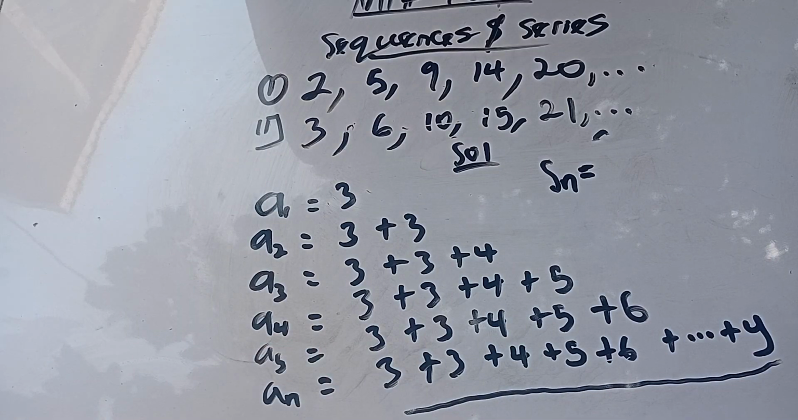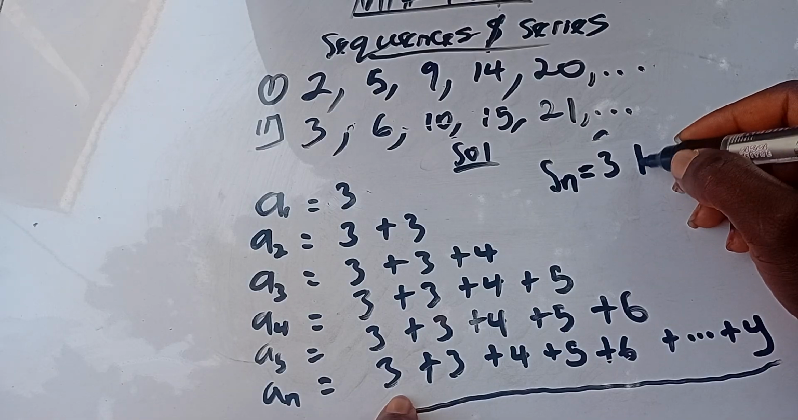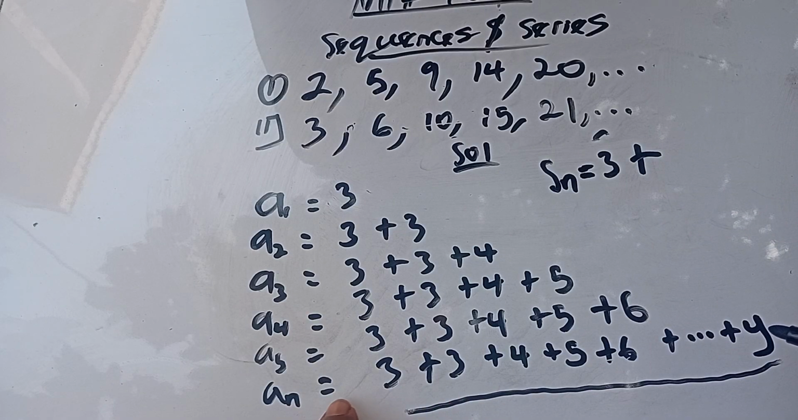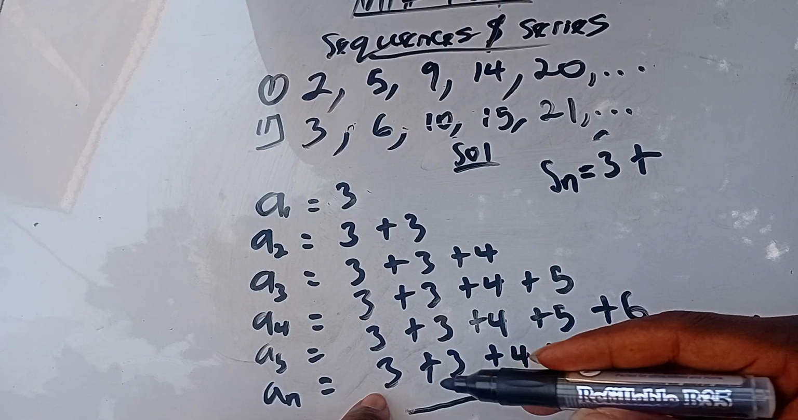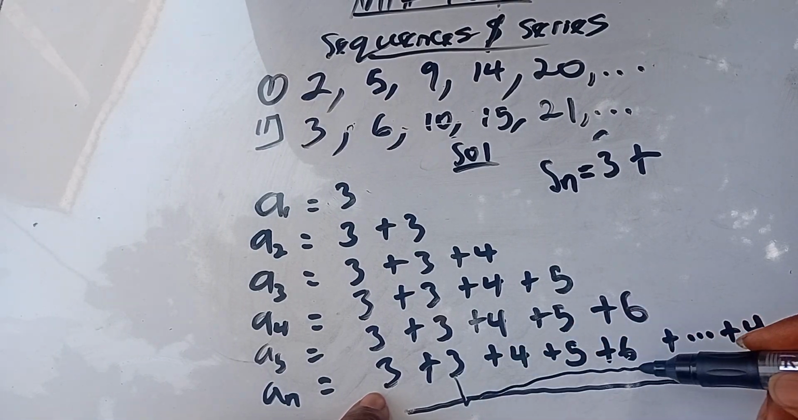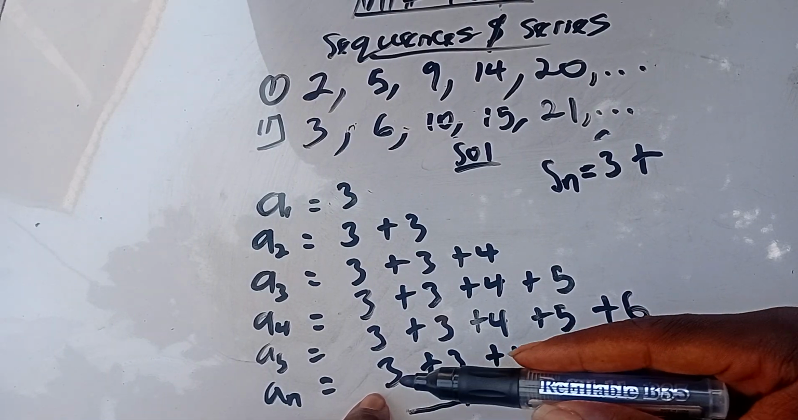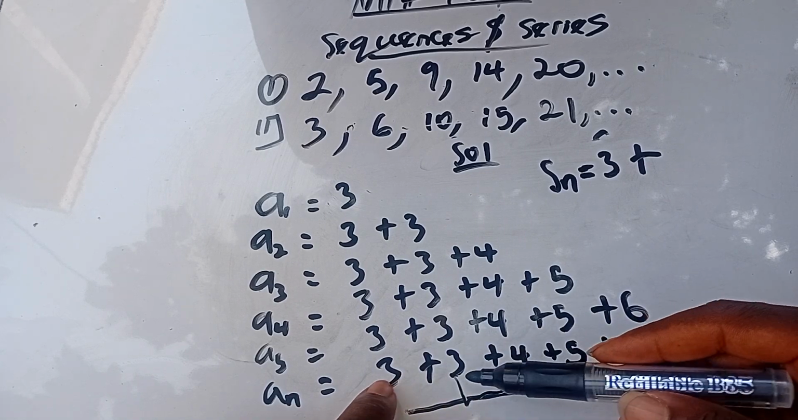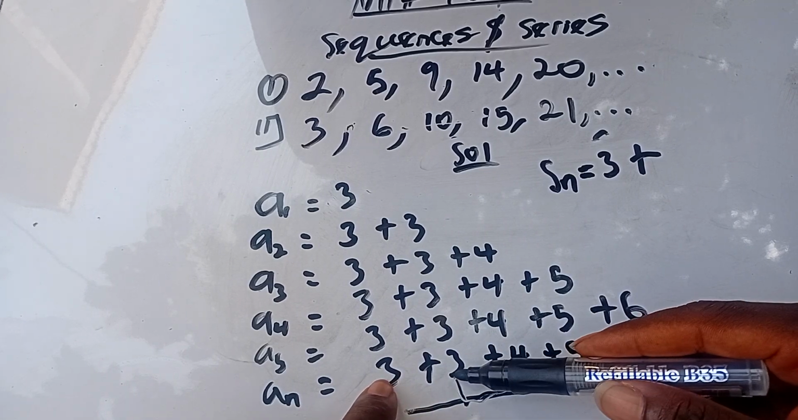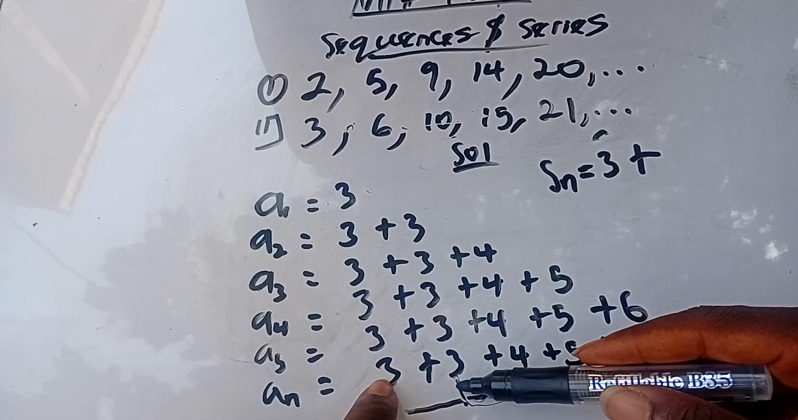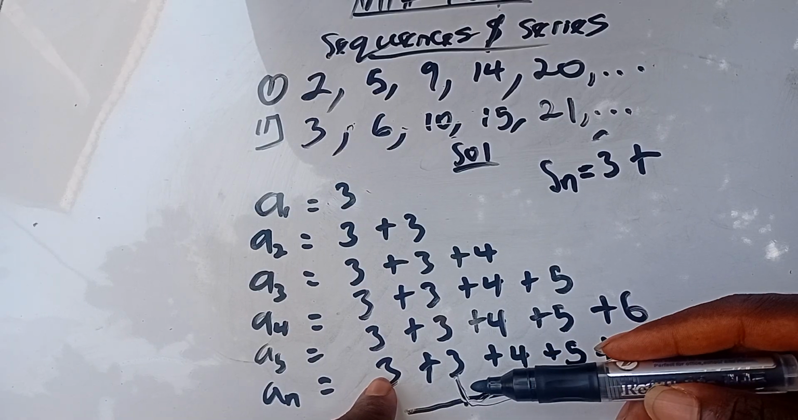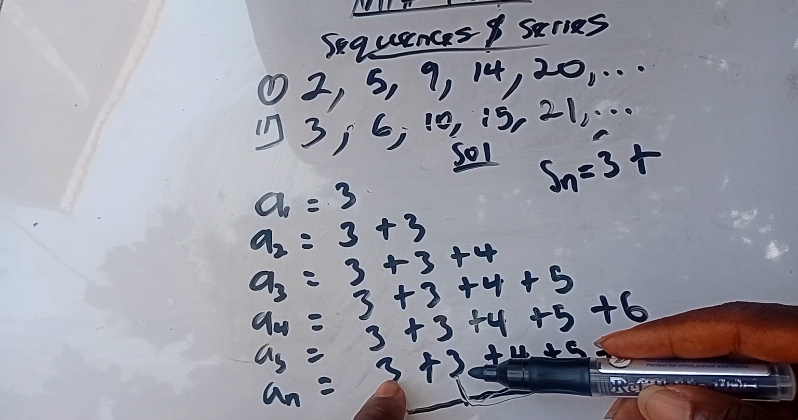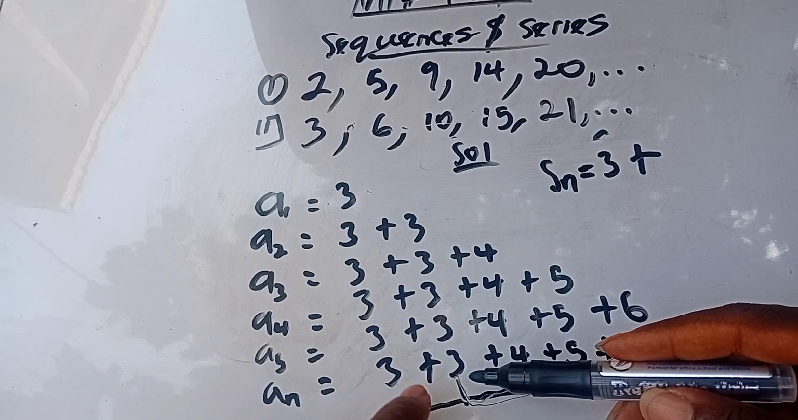So our SN will give us 3, that first one we removed, plus the summation of all the rest. The summation of everything will give us this plus the summation of this. Now, if we want to find the summation of this, the whole series is no longer complete. Why? Because we've removed 1 from it. This one is no longer part.